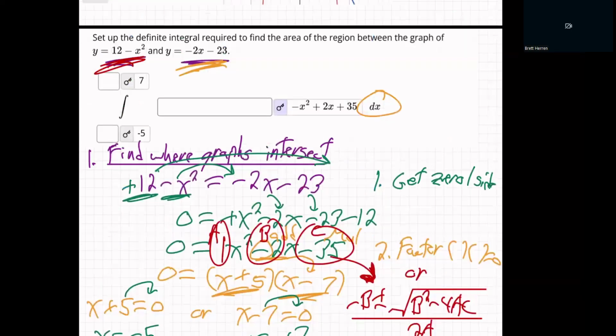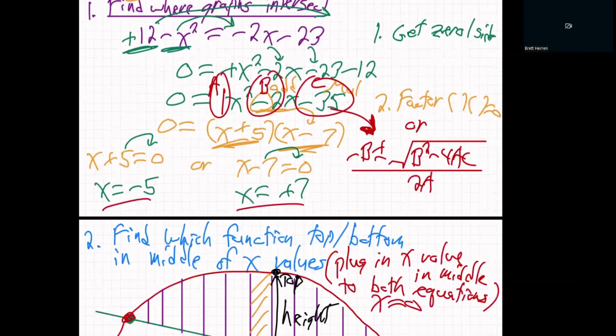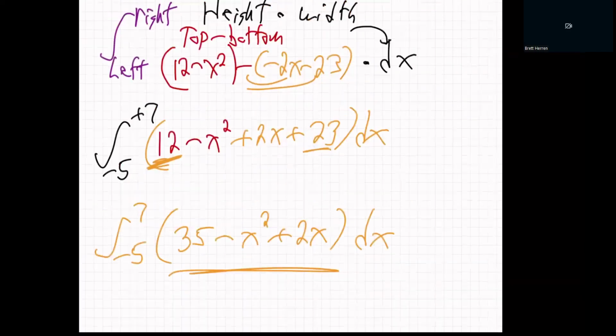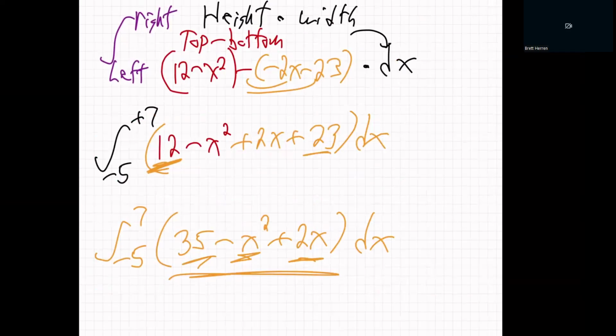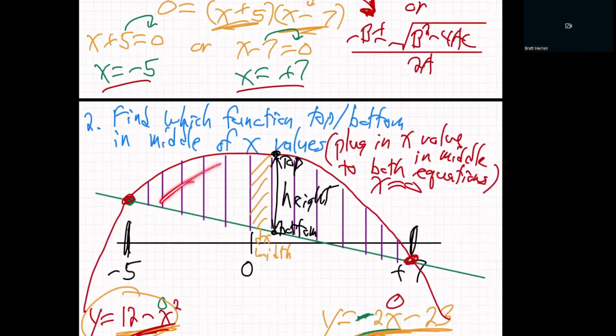Let's see, it's right. -5 to 7, minus x squared plus 2x plus 35. There it is. There's that integral. And we're not going to compute it. I know you can do that. We did that in earlier sections. We just don't want to make this too long. So we're just going to stop at the setup. If you cranked out that integral, did the antiderivative, and plugged in the bounds, all that, you'd get the exact area between these graphs because you're adding up a bunch of rectangles, right?